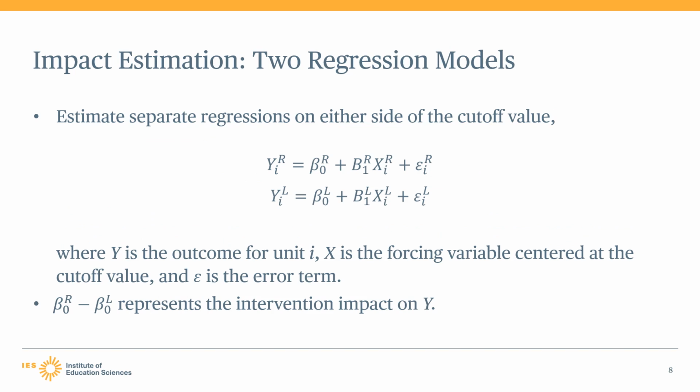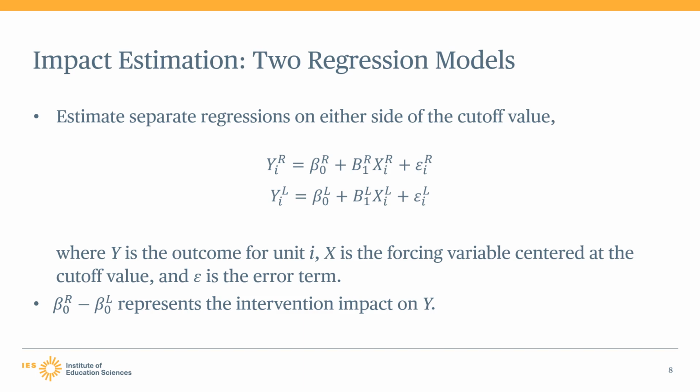Alternatively, the other common statistical approach for estimating intervention impacts in RDDs is to use two separate regression models, one for each side of the cutoff of the forcing variable. In the two regression model specification, Y is still the outcome measured for unit i, X is the forcing variable centered at the cutoff value, and epsilon is the error term. The superscripts R and L are then used to indicate whether the model was specified using the data from the right or the left side of the cutoff on the forcing variable, respectively.